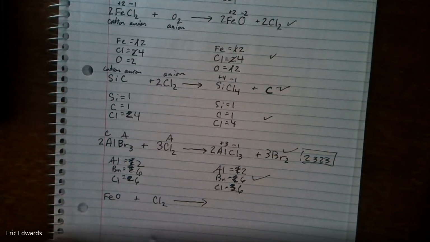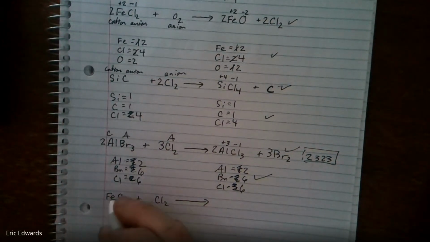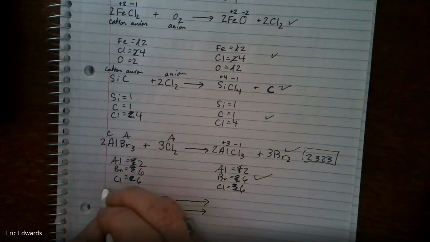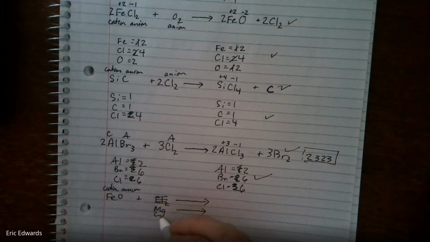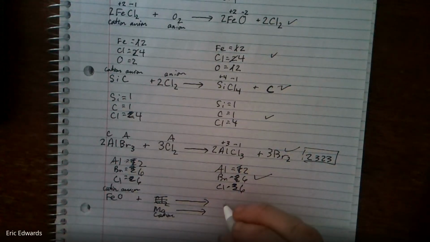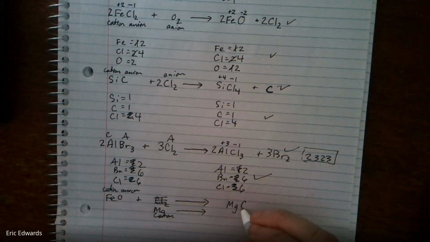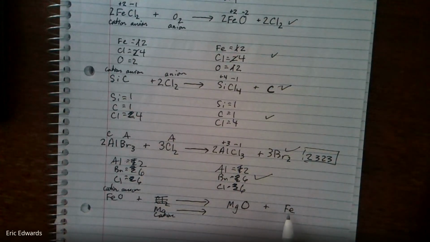The last one we have is FeO, so iron(II) oxide, and chlorine. That's really just the opposite of this one up here. So let's do something a little different. Let's do FeO plus Mg. Okay? That way now we have a cation and an anion, and we're now going to switch in a cation for that. So since iron and magnesium are both cations, I'm going to switch this in. Mg is going to switch in and replace the Fe with the O. And then the Fe is going to be left off to the side itself.